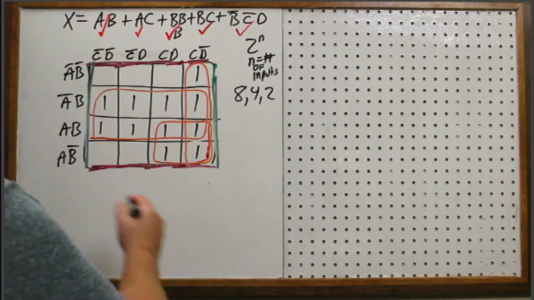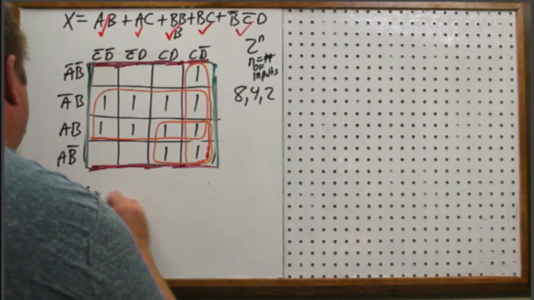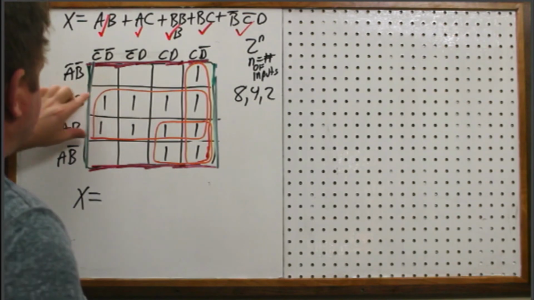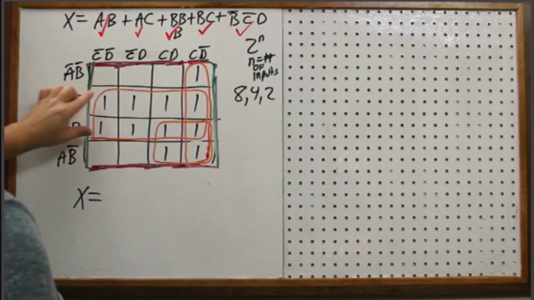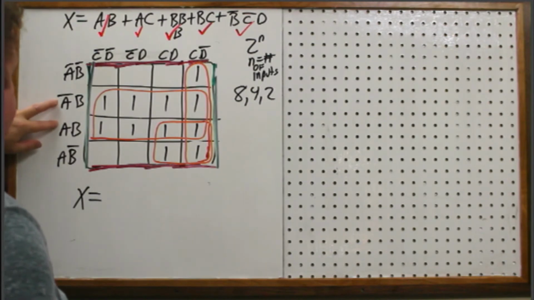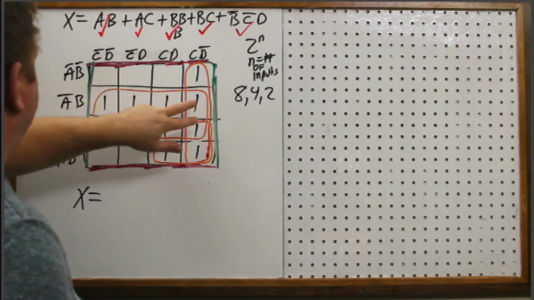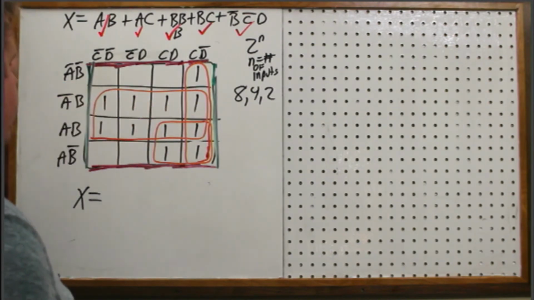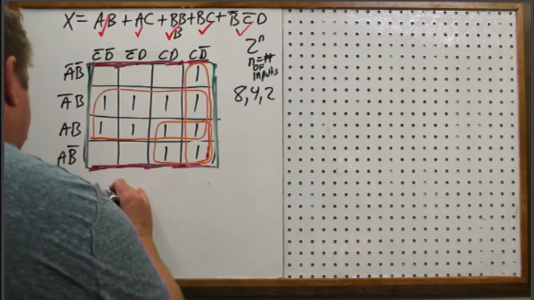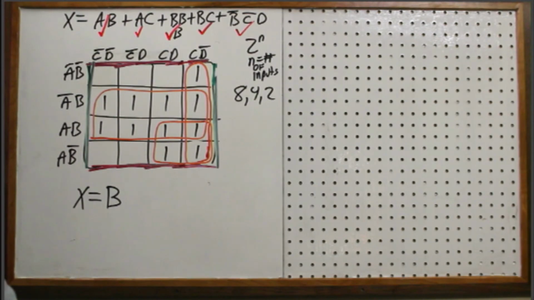So now we say, here's the final equation. If I were to represent this group, what stays constant the whole time? Well, in these 2 rows, A changes, so A doesn't matter. In this group of 8, C and D also don't matter. The only thing that matters is that B is high. All right, so that's our first term.